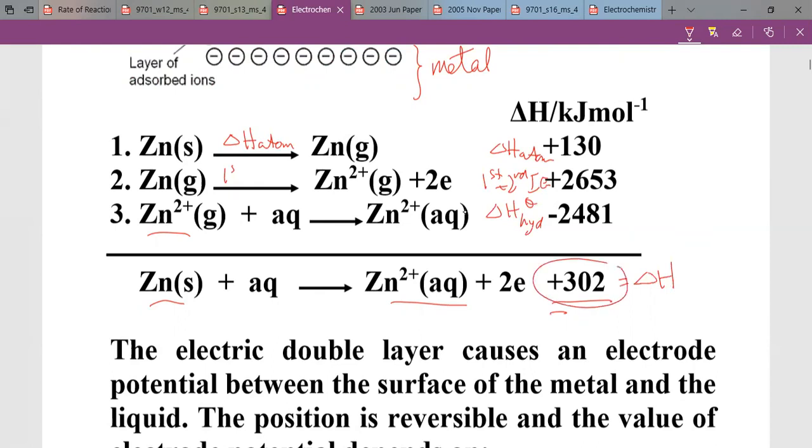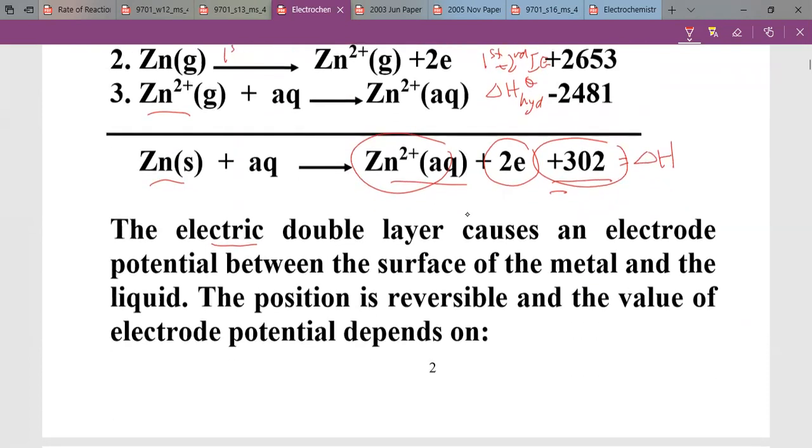So we form a double electric layer. The layer is between the zinc 2+ and the electrons that are left behind in the electrode, in the surface of the zinc metal. So we have a double electric layer. The potential between the surface of the metal and the solution, this is the electrode potential. Whatever this value is, we call it E.